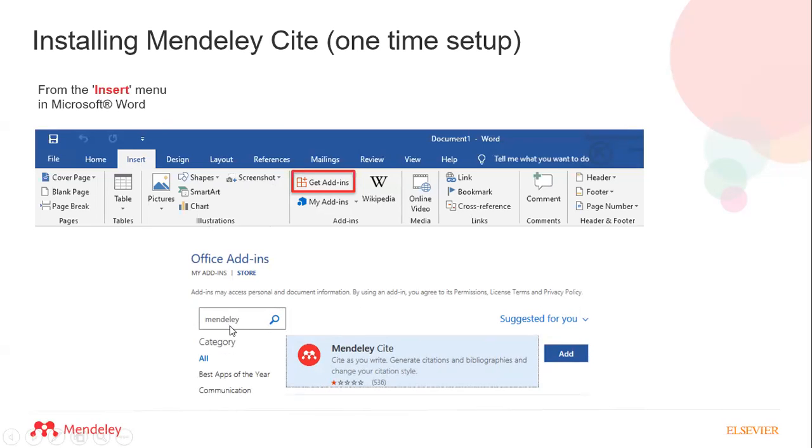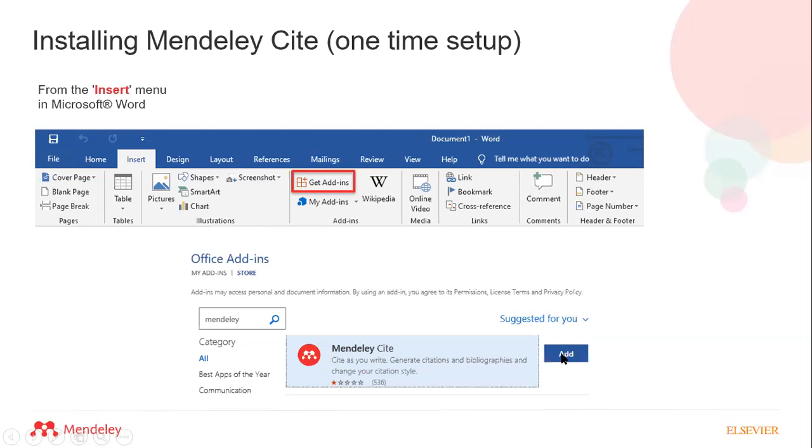On the left hand side there is a search tool. You just enter Mendeley over here, and you will find Mendeley Cite. So you just add this.